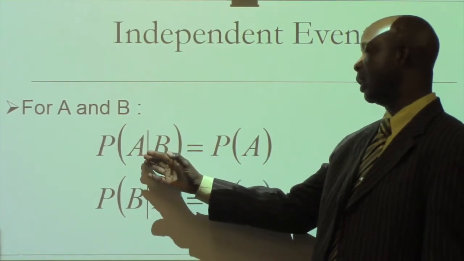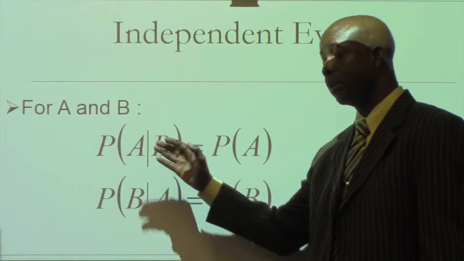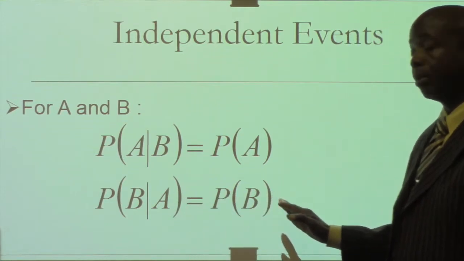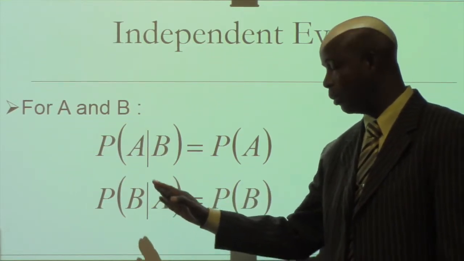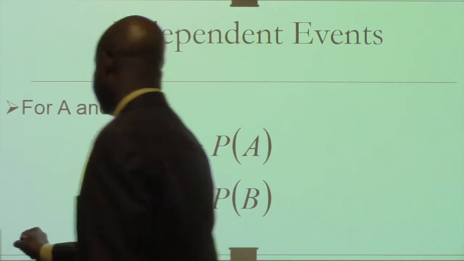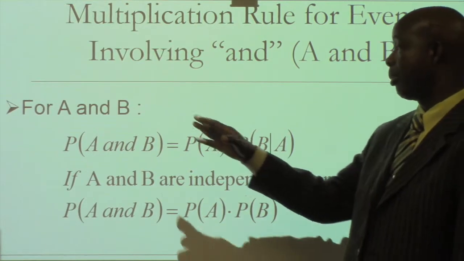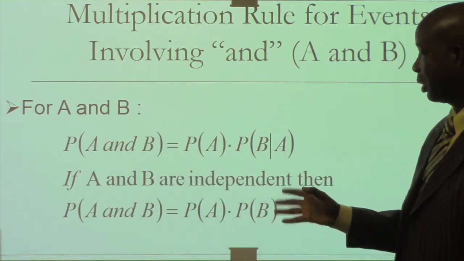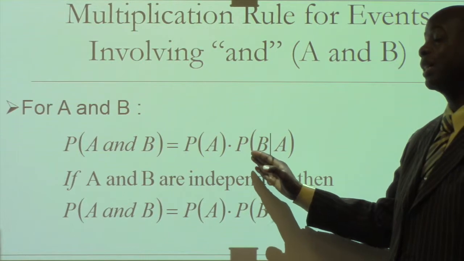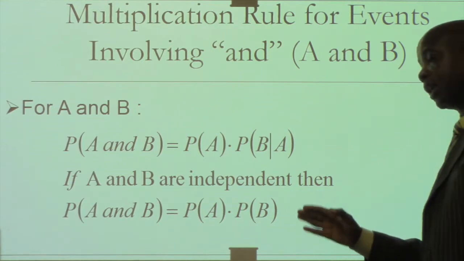So we say the probability of A, given that B occurred, is just the probability of A, because the occurrence of B does not affect the occurrence of A. Likewise, the probability of B, given that A has occurred, is just the probability of B, because the occurrence of A has absolutely no impact on the possibility of B occurring. Now let's see what happens when the events are dependent. For dependent events, we compute it this way because the probability of A and B occurring has to take into consideration that the other one has happened. So the probability of A and B will be equal to the probability of A times the probability of B given that A, and likewise the other way around. Here, one event can impact the other event.